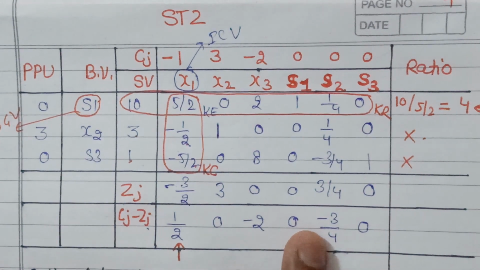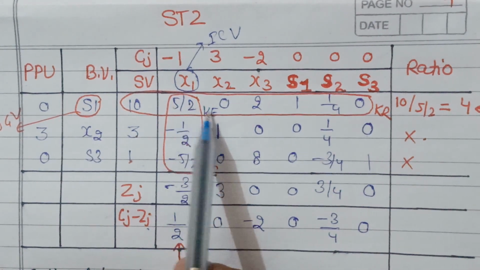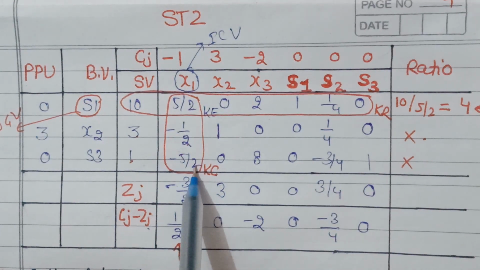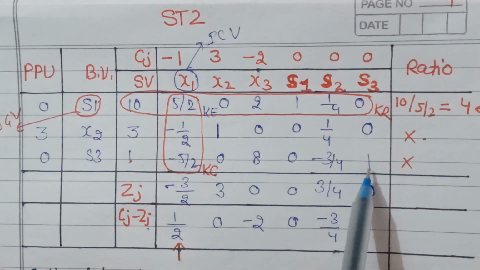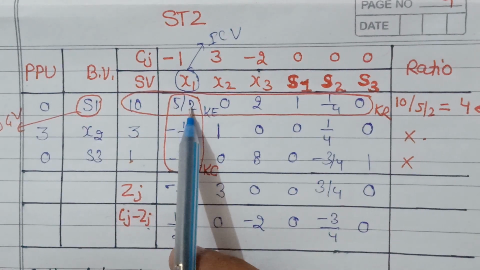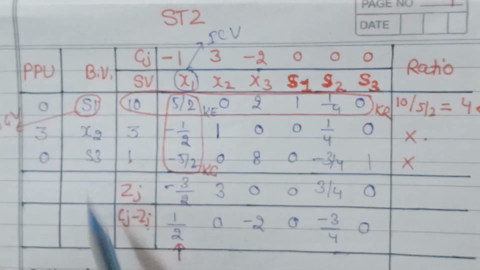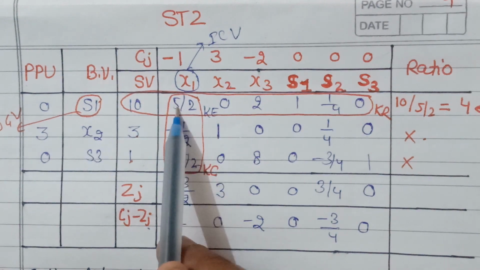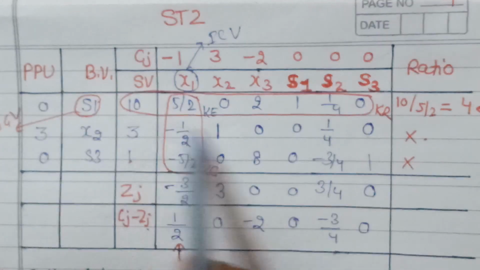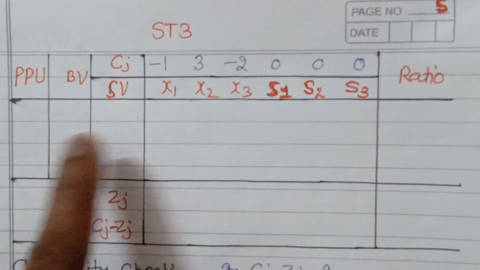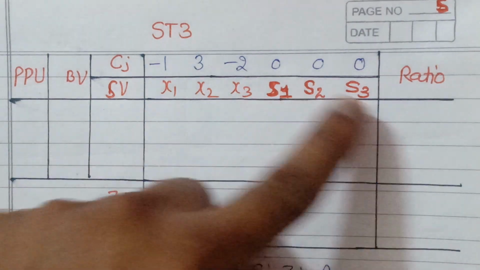For that purpose we have to convert this key element to unity, and then convert these two elements to 0, and for that we have to perform three different mathematical operations. So let us start by making this key element unity and generating simplex table 3. For making this key element unity, we have to divide this entire row by this key element.